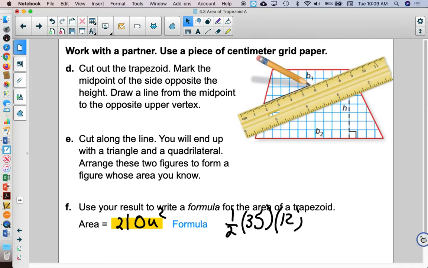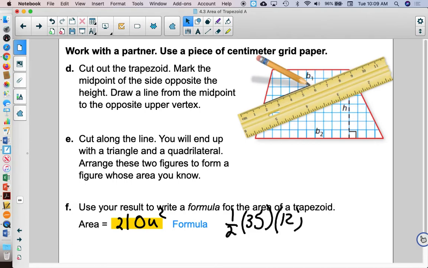You have a resource page. Get your resource page out. On that resource page, I believe you're going to find 1/2 times parentheses B1 plus B2 times H. You need to label that formula trapezoid. You already did? Yep. Do you know now where that formula comes from?